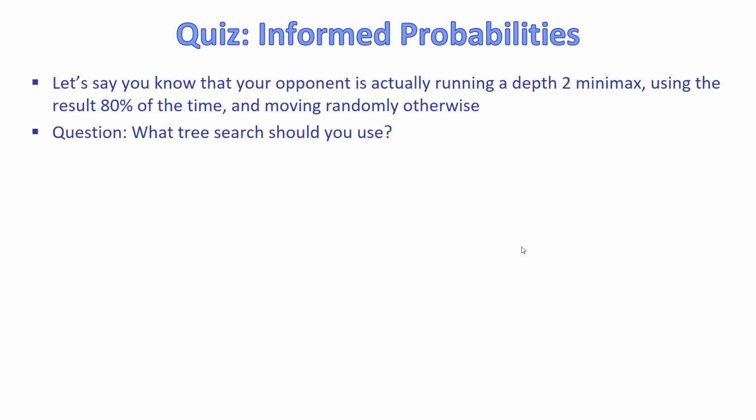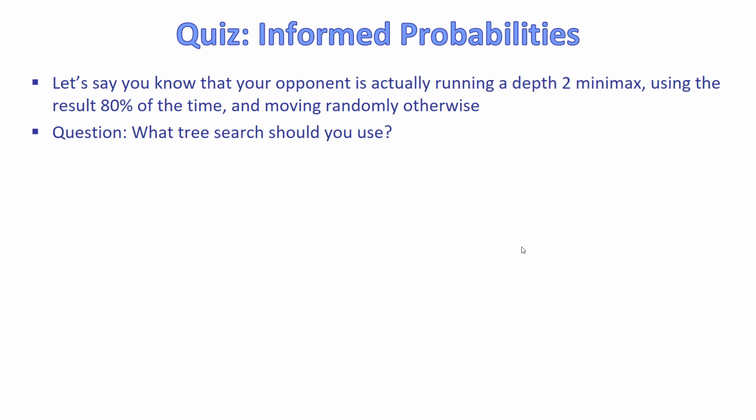Let's think about this quiz together and see how we can model this problem. Let's say that we know that our opponent is running a depth 2 minimax 80% of the time and moving randomly otherwise. What does that mean? It means that I don't know exactly the strategy he is using at every turn, but I know that 80% of the time the opponent will use depth 2 minimax, will be optimal with depth 2. And 20% of the time, the opponent will be completely random.